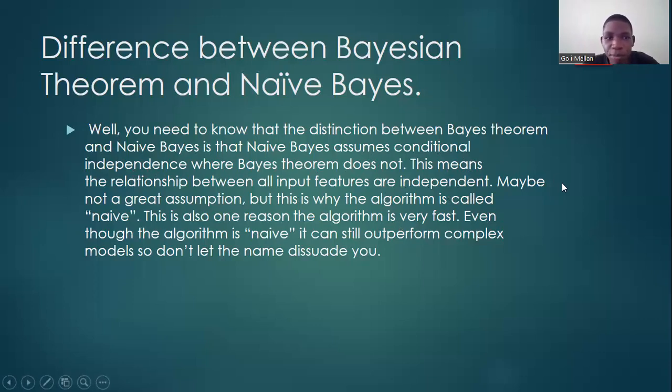Maybe that is not a great assumption, but this is why this algorithm is called naive. Basically, that's the difference: naive Bayes just assumes conditional independence, whereas Bayes' theorem does not.